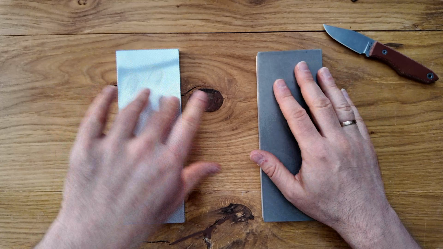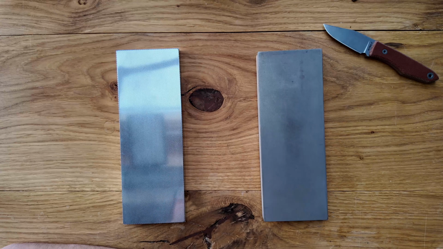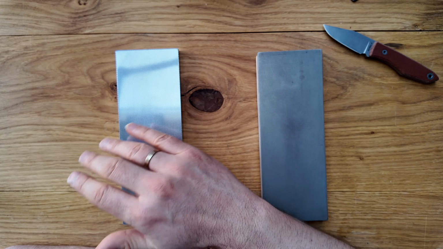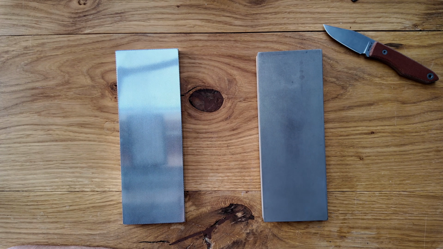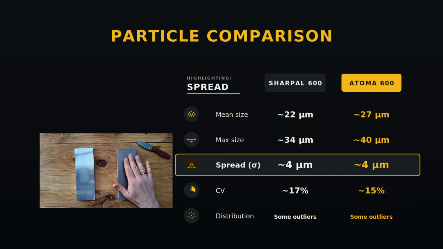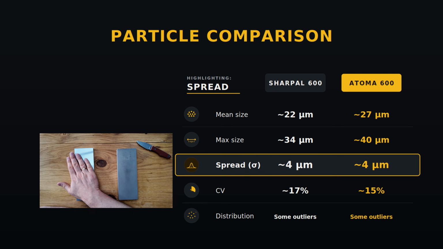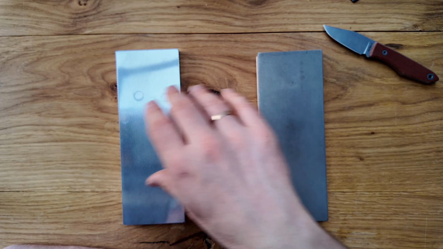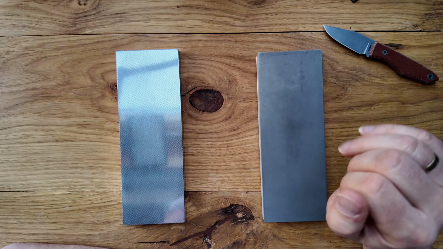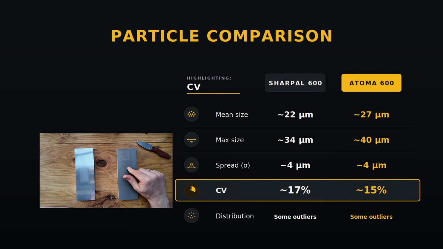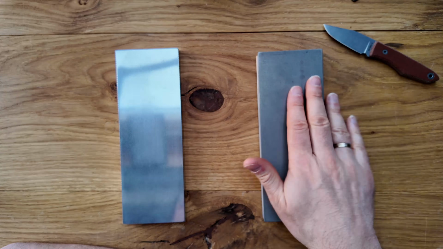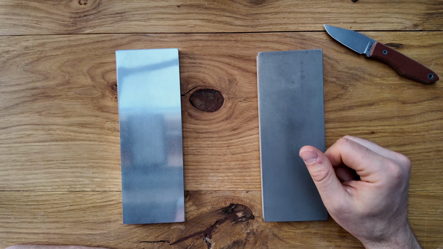Second, the variance. This is where the data corrects an assumption I had going in. I expected the Atoma to have much broader spread, with bigger particles, more variation, more uneven distribution. But the numbers do not back that up. The Sharpal standard deviation is 4 microns, and the Atoma also has a standard deviation of 4 microns. But as a percentage of the mean, the Sharpal actually comes out slightly higher. So it has 17% variation, versus 15% variation on the Atoma, and less, of course, is better. The proportional spread is essentially the same on those stones, with the Sharpal marginally less tight.